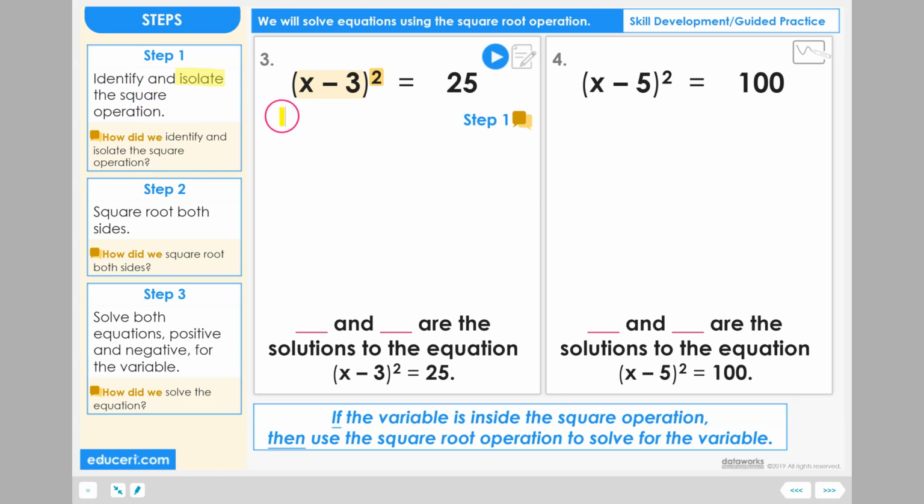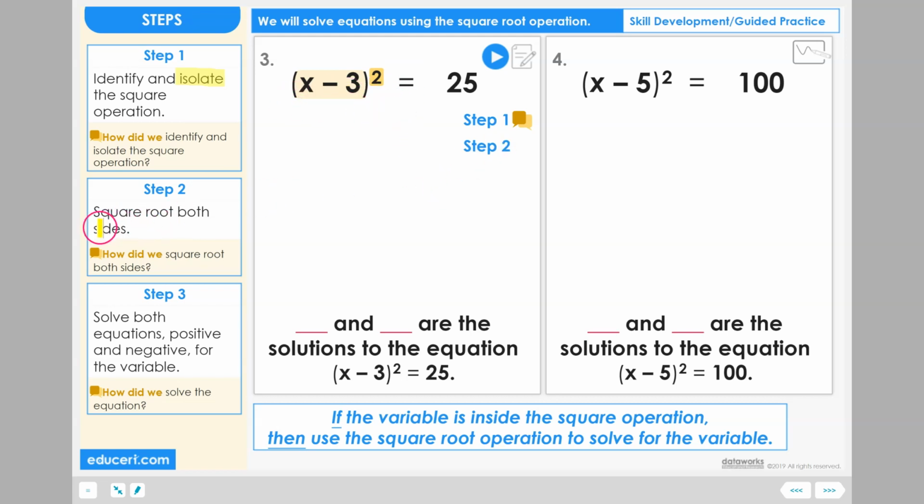We identified the square operation by finding the square, and now the operation was being applied to this two-term expression x minus 3. We know it is isolated because it is alone on the left side of the equation.